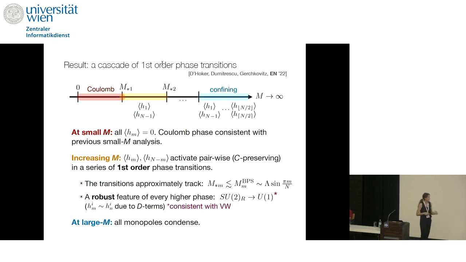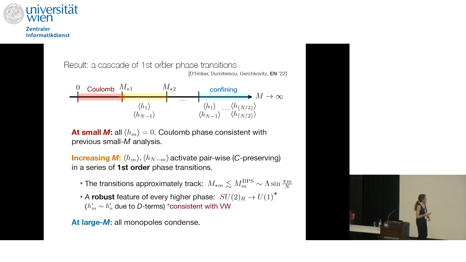Interestingly, a robust feature of every one of these Higgs phases as a function of m is that we obtain this predicted chiral symmetry breaking pattern of SU(2)_R to U(1). And this is due to this fact about the D terms that I pointed out. And so importantly, every phase is consistent with the Vafa-Witten theorem for adjoint QCD, although I emphasize that the Vafa-Witten theorem does not apply to this softly broken supersymmetric model, and so this is a non-trivial output of our procedure.